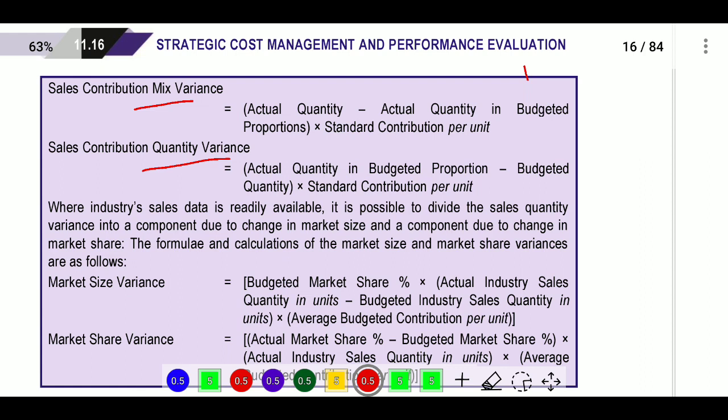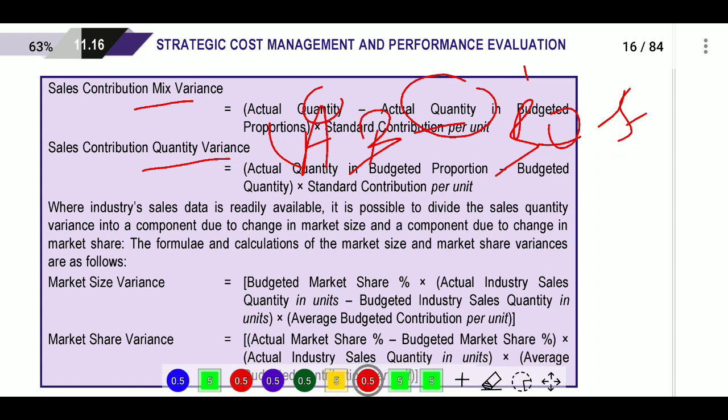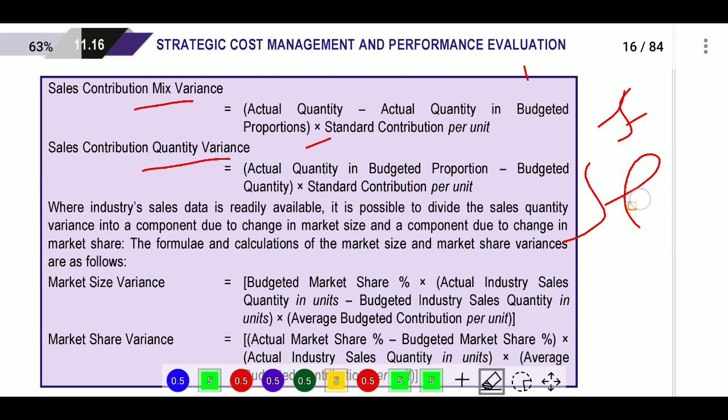So mix variance or quantity variance. Mix variance means actual quantity minus actual quantity in budgeted proportions, into standard contribution per unit. Next, sales contribution quantity variance is actual quantity in budgeted proportion minus budgeted quantity into standard contribution per unit. Price means always standard will be taken, and here we have mix, because of this mix we are calculating for this.